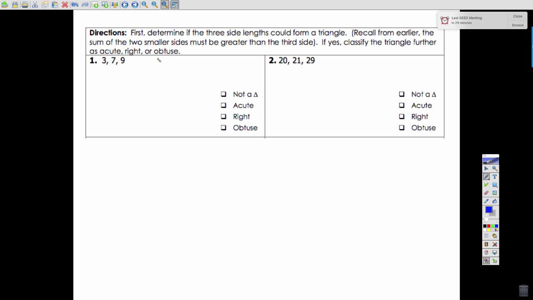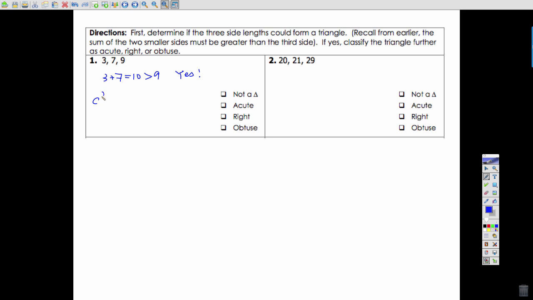So let's see. We're given the side lengths 3, 7, 9. We have to determine what kind of triangle it is. But before we do that, we have to first determine whether that is a triangle or not. If you recall, we have that theorem that if I add the two sides together, 3 plus 7, that sum has to be greater than the third side. Therefore, I have a triangle.